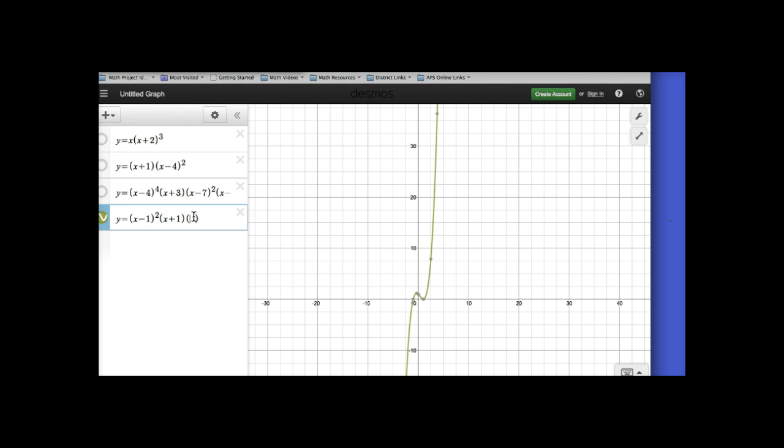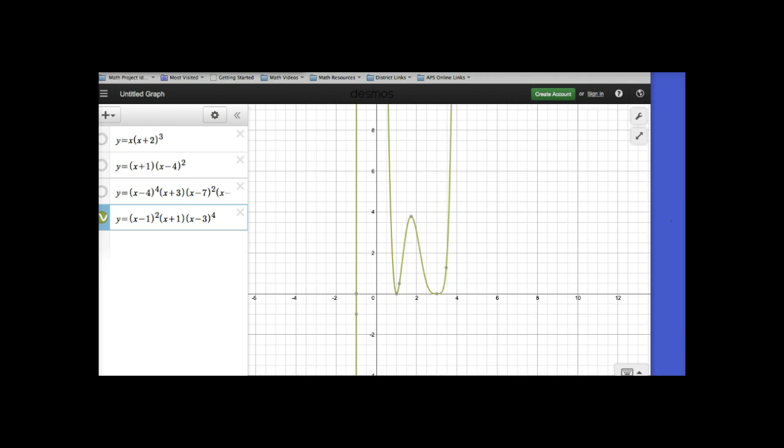Let's do another one. We'll do x minus 3 this time. Let's raise this to the 4th power. So here's our root at +3 for the x minus 3, and it's to the 4th power. Notice that it's just touching and going up.